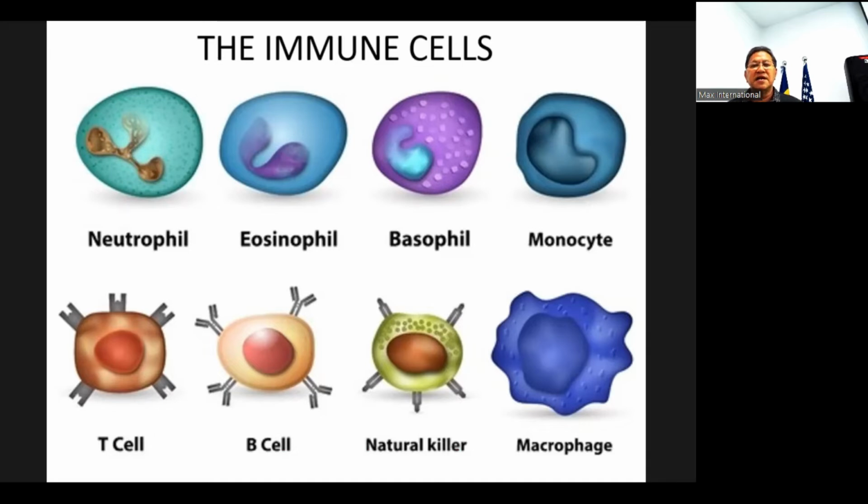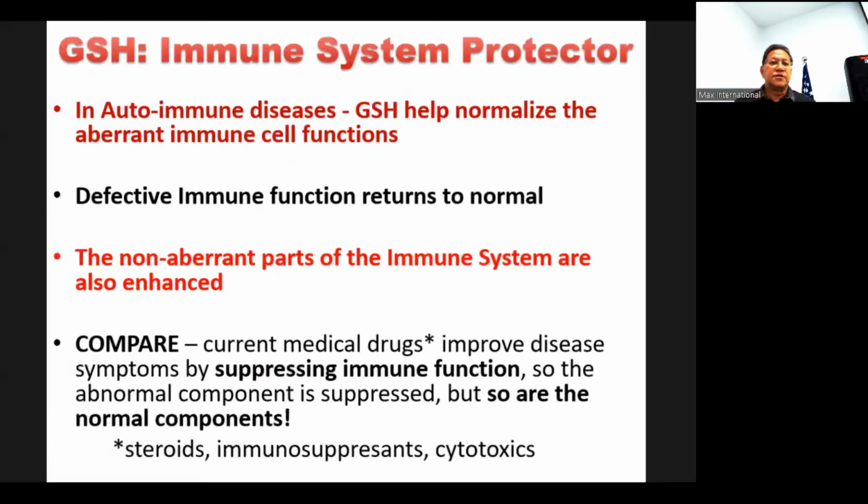Okay, we have seen again and again improving glutathione, reversing autoimmune disease. So in autoimmune diseases, glutathione helps normalize the malfunctioning or aberrant immune cell functions. So defective immune functions return to normal. Right? The non-defective parts of the immune system also are enhanced, are improved.